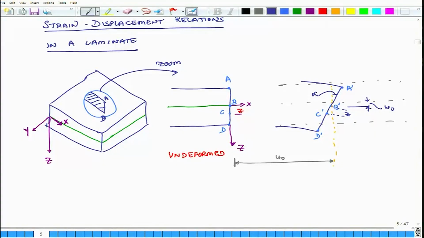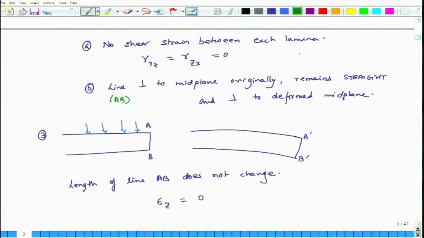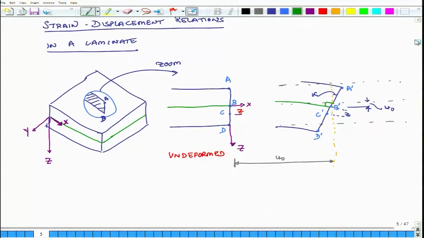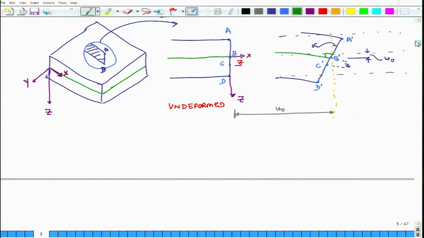So, B to C distance still remains Z, the midpoint has shifted down by W naught, it has gone out by U naught, and line AD prime has rotated by an angle alpha, and the new mid plane line is this. This angle is still 90 degrees, because we assumed earlier that there is no shear happening, and when there is no shear happening, this angle remains at 90 degrees. Okay. So, we will write down a couple of important points.